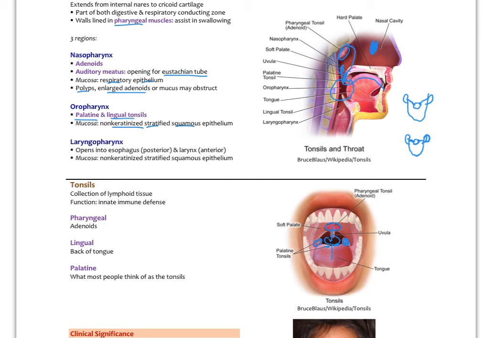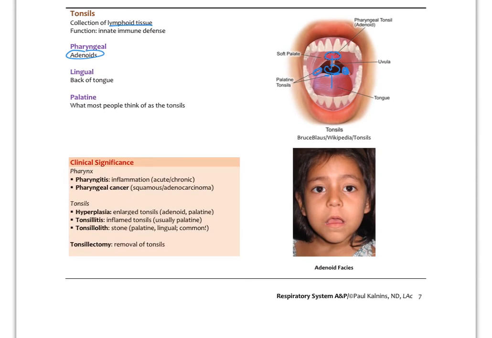So we talked about the tonsils. These are collections of lymphoid tissue. We have your adenoids, the lingual tonsils at the back of the tongue, and the palatine, which is what most people think of as the tonsils. Clinical significance here would be pharyngitis, which is inflammation of the pharynx, and that could be acute or chronic. There can be lots of causes. Viral, bacterial, we've heard of bacterial pharyngitis, which is often caused by Streptococcus pyogenes, that's strep throat. It could be herpes virus, there can be candida. People can get acid reflux that causes chronic pharyngitis. The list is very long, so I'm not going to go through all that here.